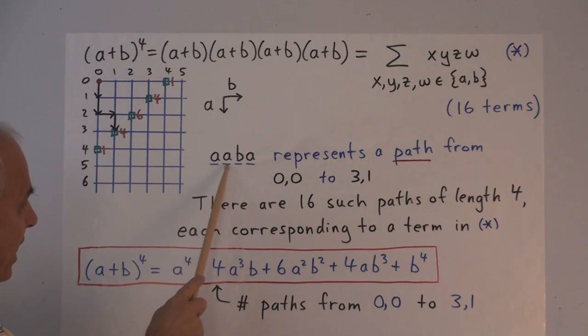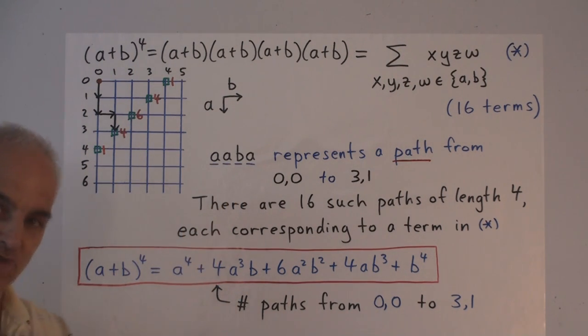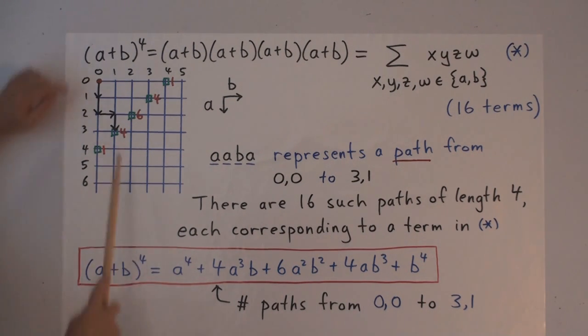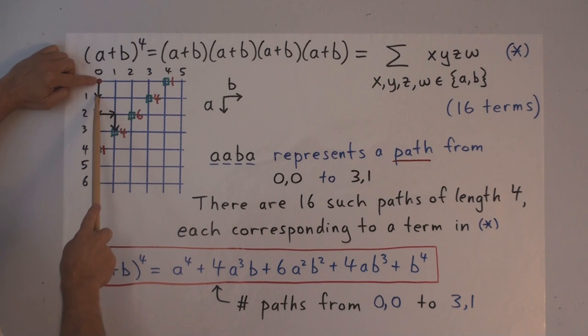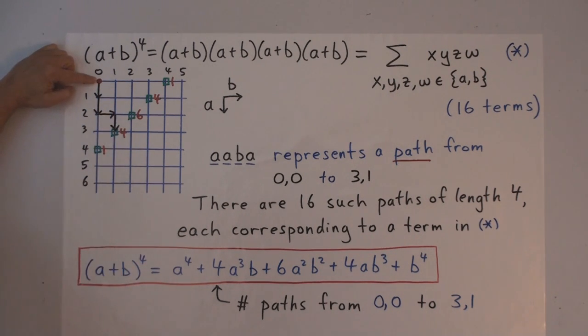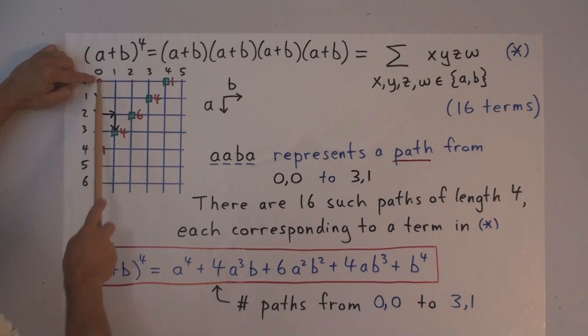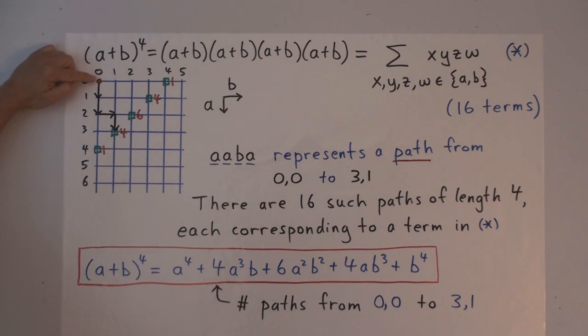So the word AABA, that particular string of letters, represents a path. A path obtained by doing an A step, then another A step, then a B step, and then another A step. So this is a path from this point here, which we might call 0, 0, to this point here, which we might call 3, 1. Notice that this indexing has this coordinate as the first entry and this coordinate as the second.